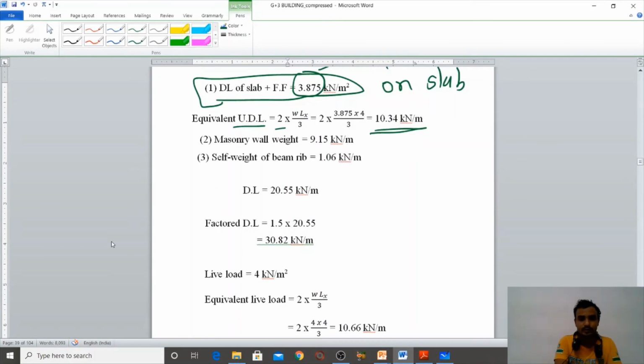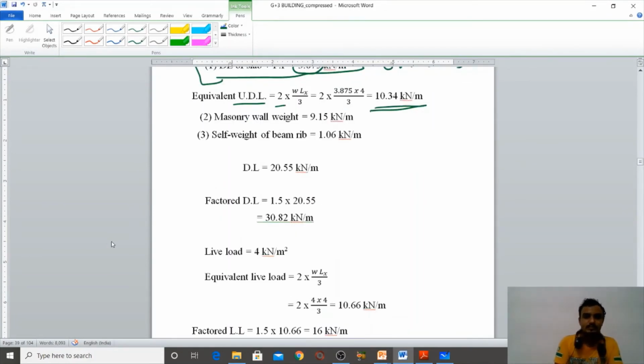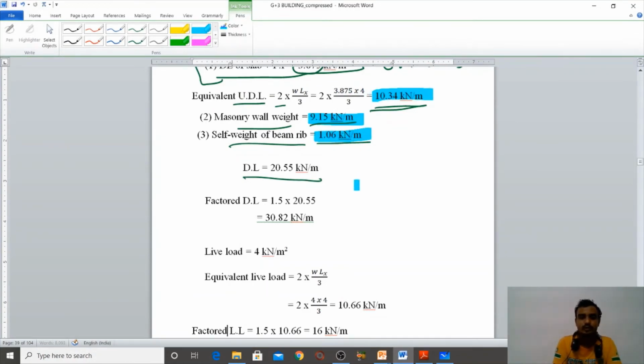10.34 kilonewton per meter. Same thing for the masonry wall. Masonry wall weight is the same, 9.50 kilonewton per meter. Self weight of beam is 1.06 kilonewton per meter. So the total dead load is 20.55, the summation of all these three values.